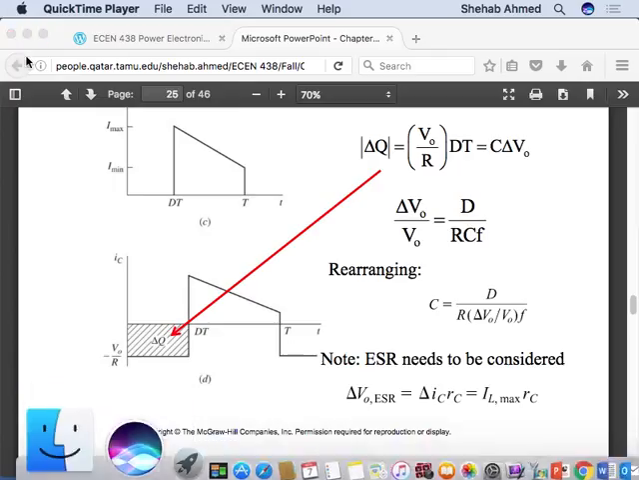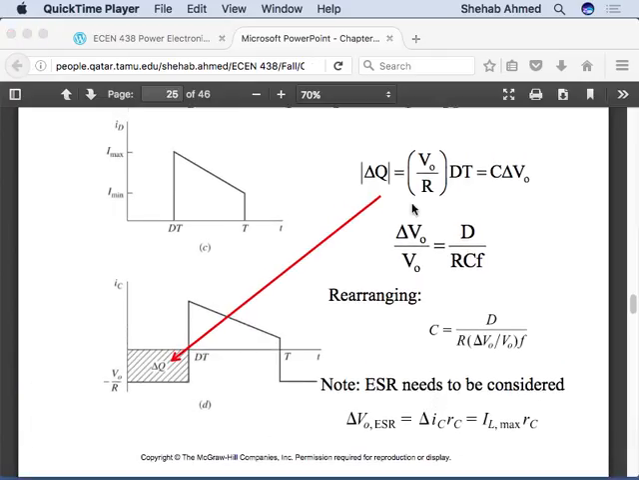So I will stop here. I think we did that last time, but I will review it quickly next time. But basically, this is what we discussed. This delta Q is equal to the area under the curve, which is V output over R, the average value of voltage over R, times dt. And then you can calculate the capacitance from the delta V spec given. That's what we did, basically.